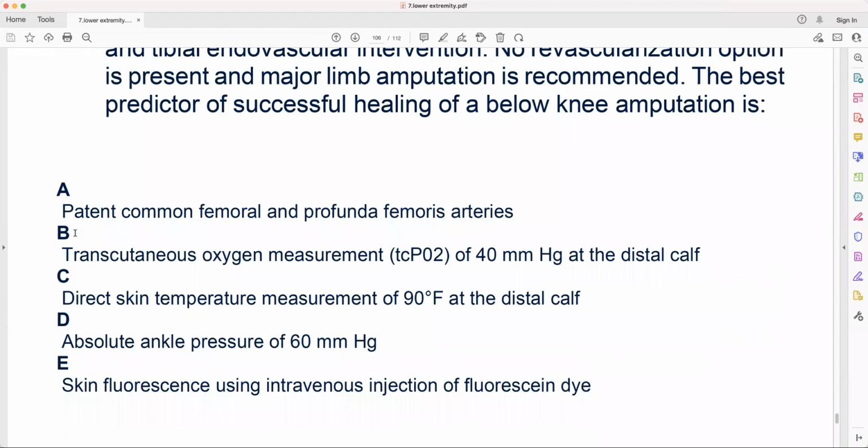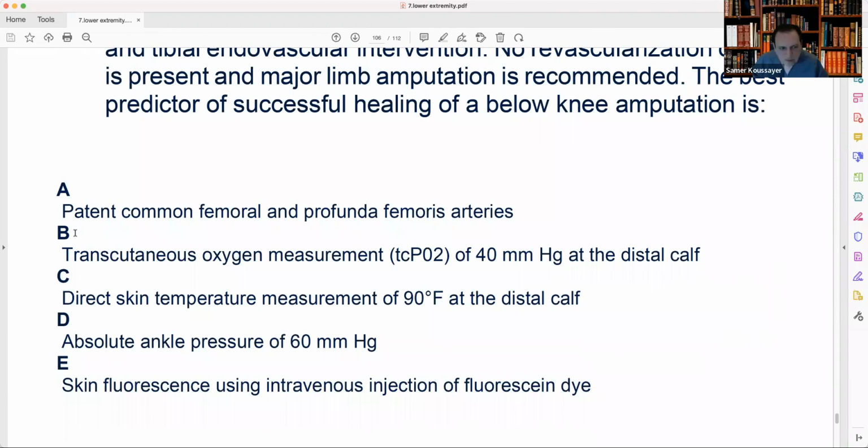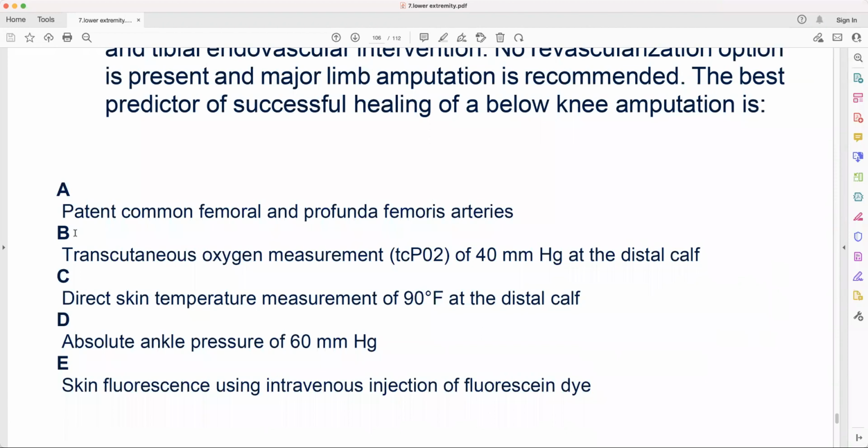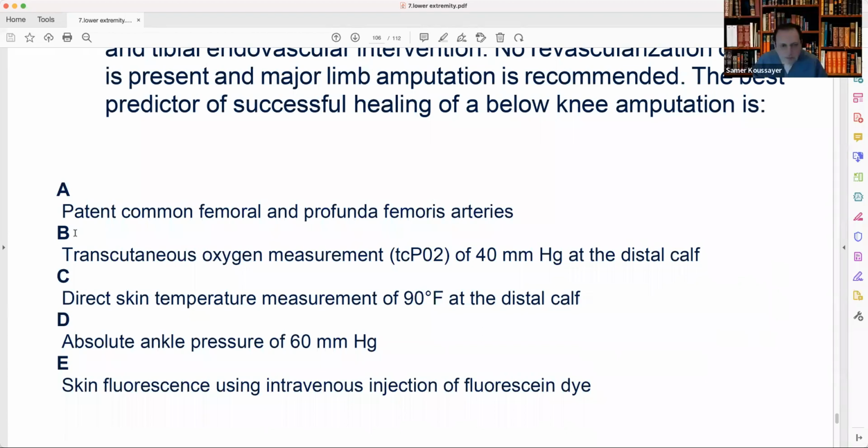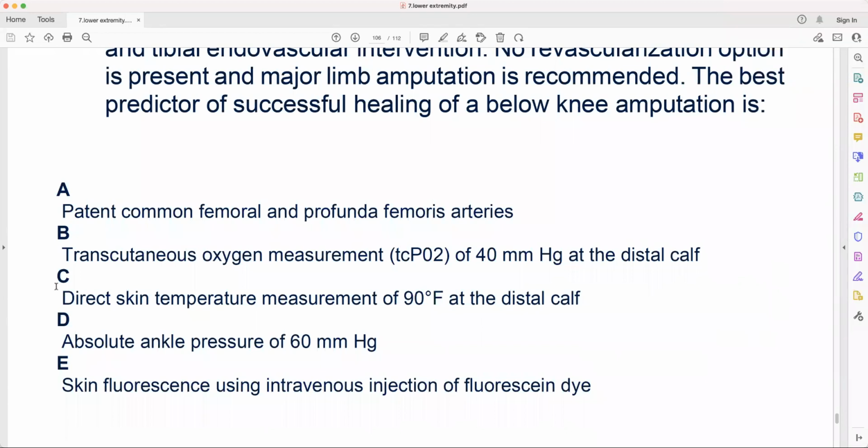Can fluorescence using intravenous injection of the fluorescein dye... I don't know, I never saw it really. They mention it a lot, doctor, in bowel ischemia. If you are in doubt. Yeah, bowel ischemia, yes, I use it. Yes, we use fluorescein, but not in the legs. I never saw it in the legs really.